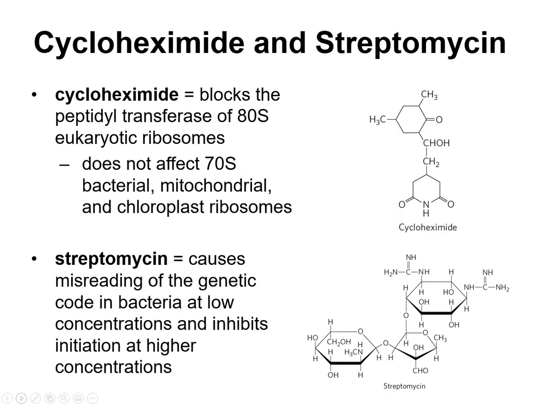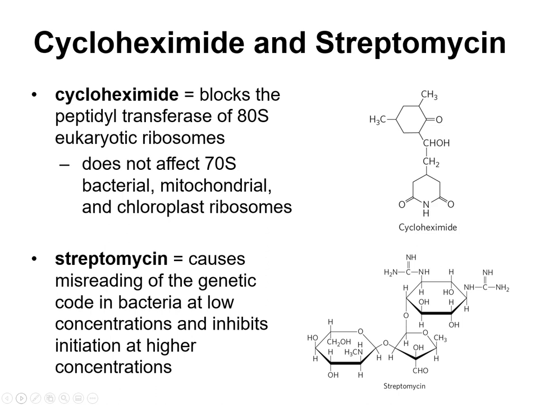Cycloheximide is actually specific for eukaryotes. So this is nasty stuff. You certainly don't want to get any of this stuff in your body. It is a poison, and it will block the peptidyl transferase of the ribosome. So you cannot have that reaction where the RNA helps to position the tRNAs to form the new peptide bond. So it is quite nasty.